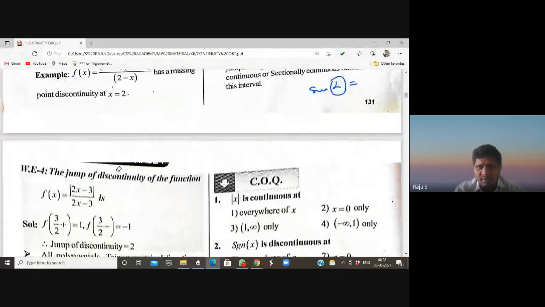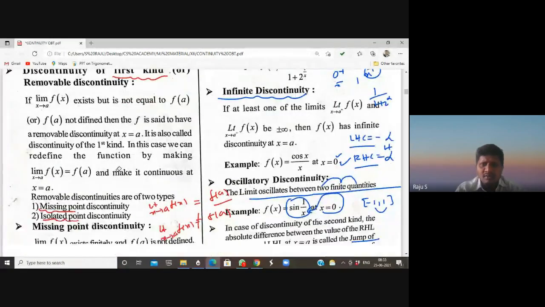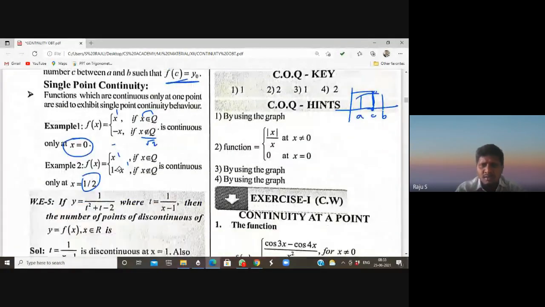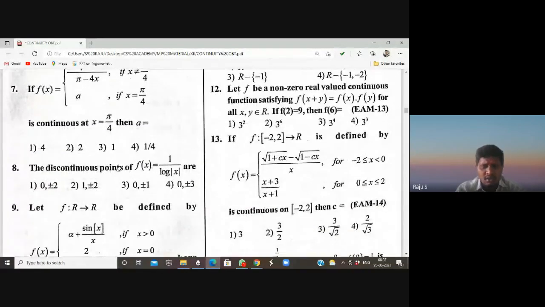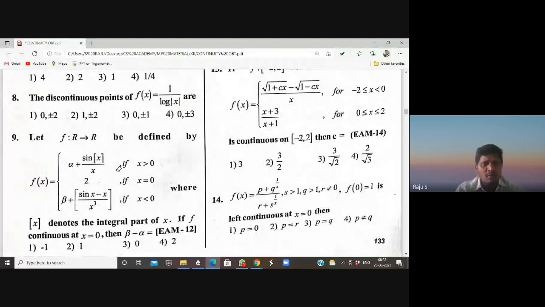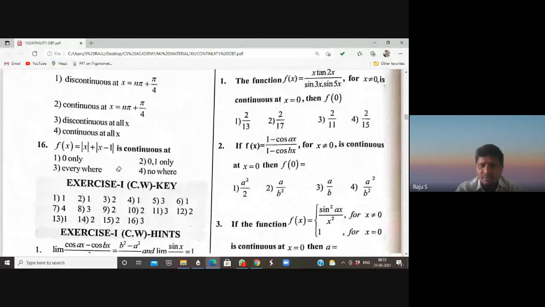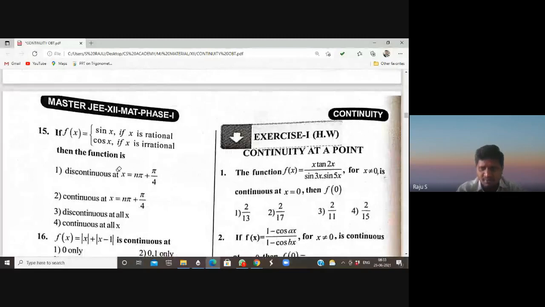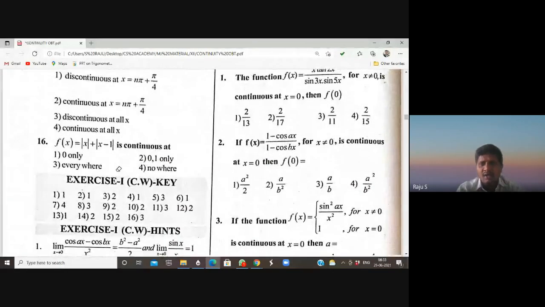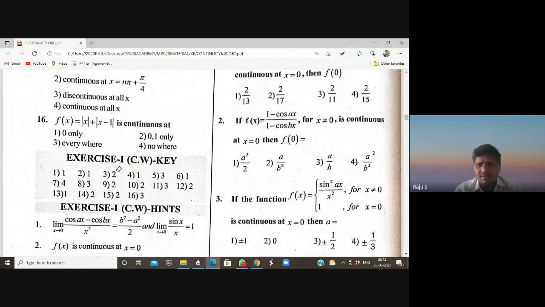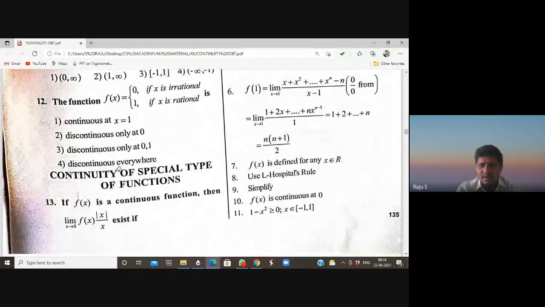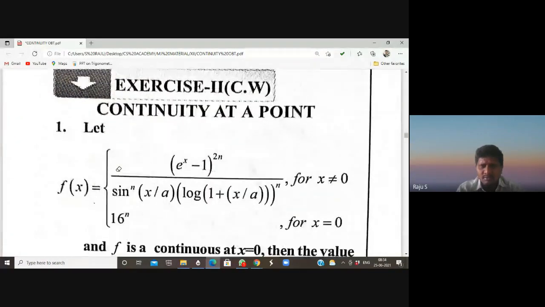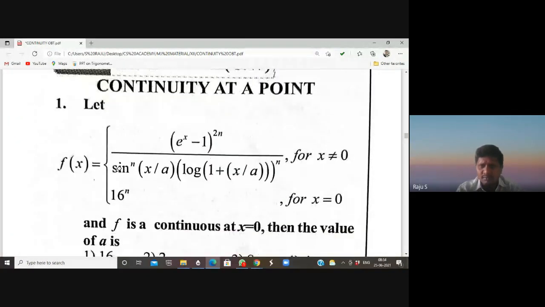I hope that everyone has understood. It's not like that. Simply remember how to find and how to check the continuity. That is only important: when we can apply the first formula, when we can apply the second formula, that's enough. It's not required to remember this many discontinuity points. The questions are easy, but logical. Few questions in continuity are also lengthy.